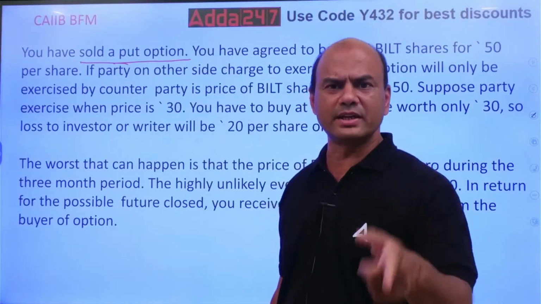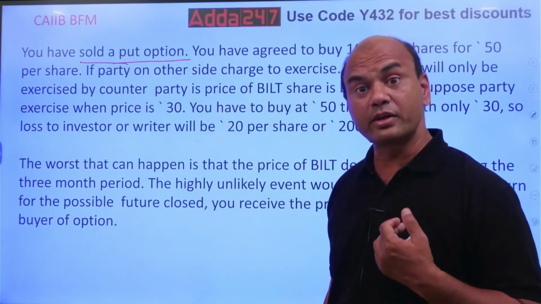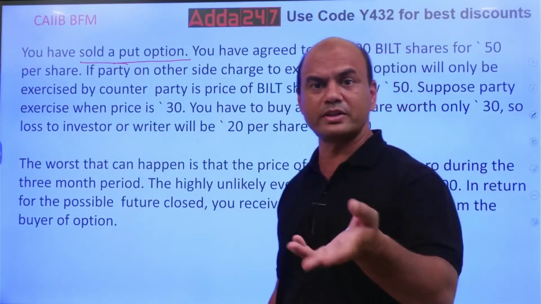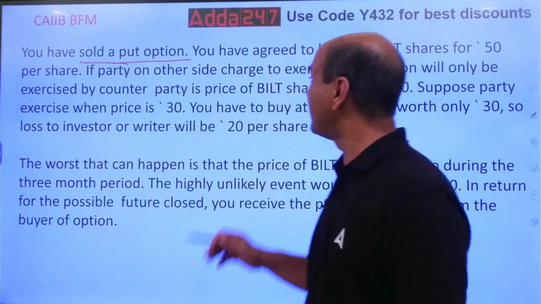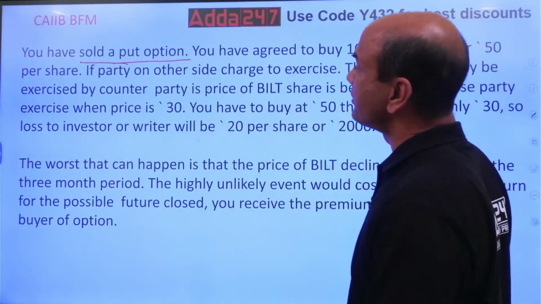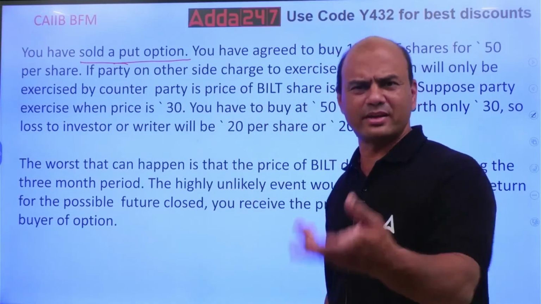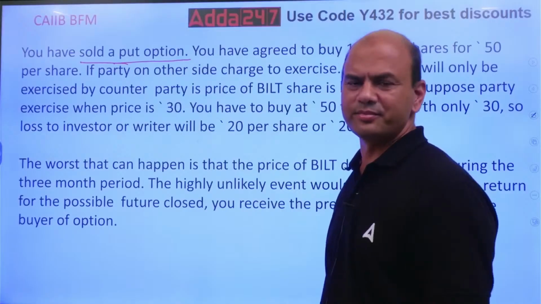If it goes below 50, I will buy at the price of 50. That's what I'm telling this person, whoever is a buyer. So I'm agreeing to buy the 100 build shares at 50. If the party on the other side chooses to exercise, meaning if there is a buyer, let's say I sell this and there is a buyer.